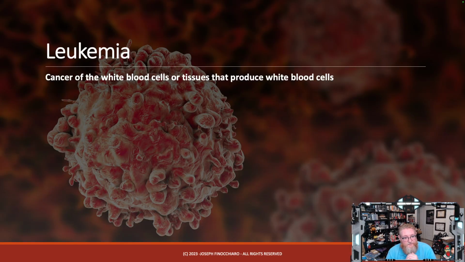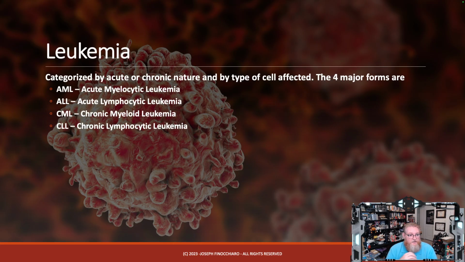Leukemia, cancer of the white blood cells or tissues that produce white blood cells. Leukemia is categorized by acute or chronic nature and by the type of cell affected. There are four major forms: AML, ALL, CML, and CLL. AML stands for acute myelocytic leukemia. ALL stands for acute lymphocytic leukemia. CML stands for chronic myeloid leukemia. And CLL stands for chronic lymphocytic leukemia.